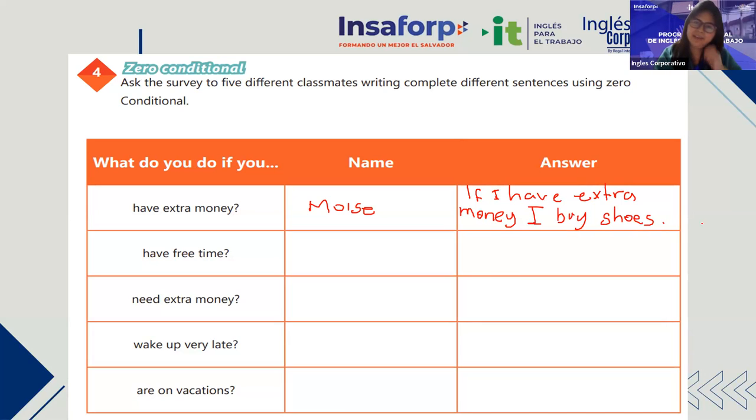Nice. Let's see, Germán, choose a partner. Moisés, I put. Go ahead, Germán, you choose a partner and ask one of the questions. Whichever one you want to ask. Okay. Who will you ask?